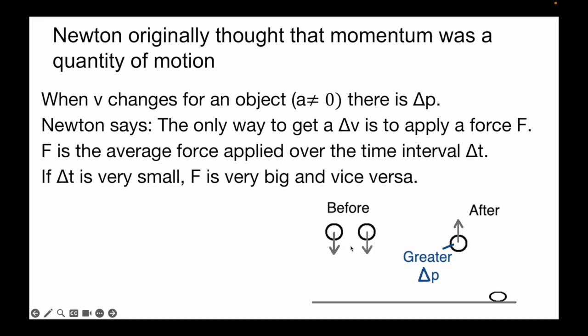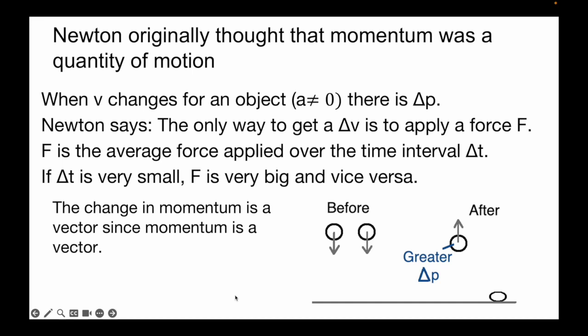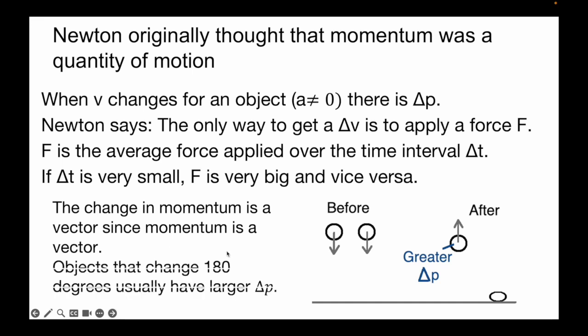We can also look at a situation where things are bouncing. If one sticks and one bounces, we know the one that bounces is going to have a greater impulse. So the change in momentum is a vector. Since momentum is a vector, objects that change 180 degrees usually have larger impulse. Let's look further into this.